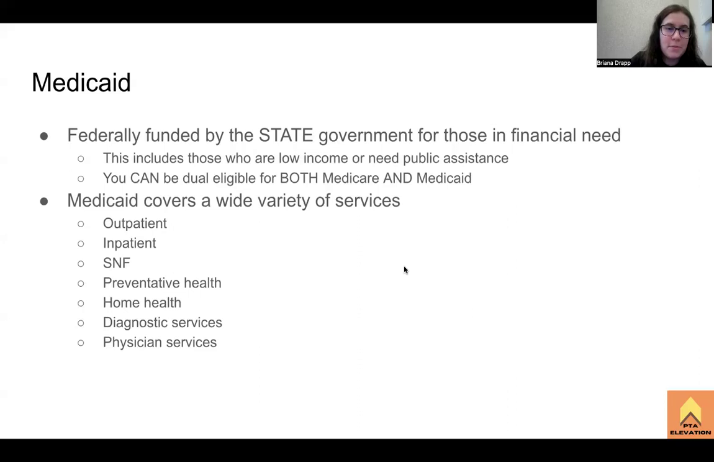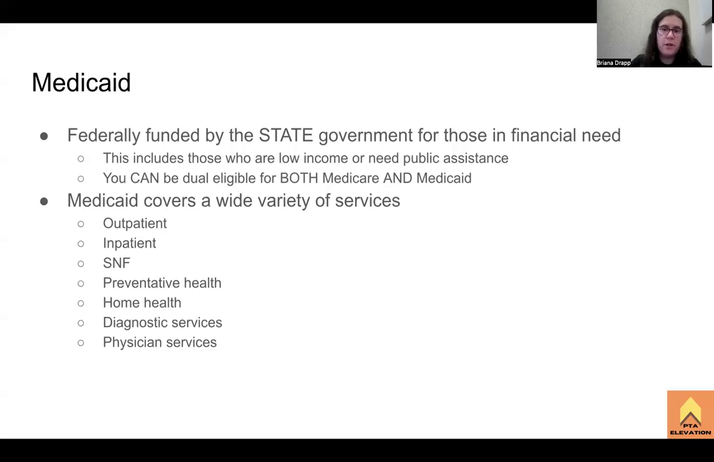But anyways, Medicaid is going to cover a wide variety of services. Pretty much everything that all those Medicare plans cover, Medicaid is going to cover as well. But there might also be limitations on how much they can cover. So again, there's probably limitations on how long you can stay in a SNF or if you're eligible for inpatient rehab, stuff like that.